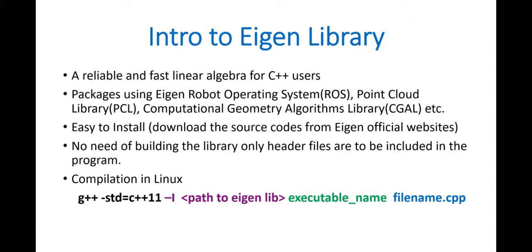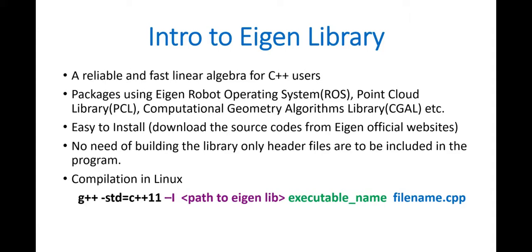In order to compile any code that uses the Eigen library header files, one just needs to show the path where these header files are located. So if you are using GCC to compile your C++ code, you can use the -I option and then provide the path of the Eigen library, and the compiler will be able to find where the Eigen library header files are located, and your code will be compiled without any error.